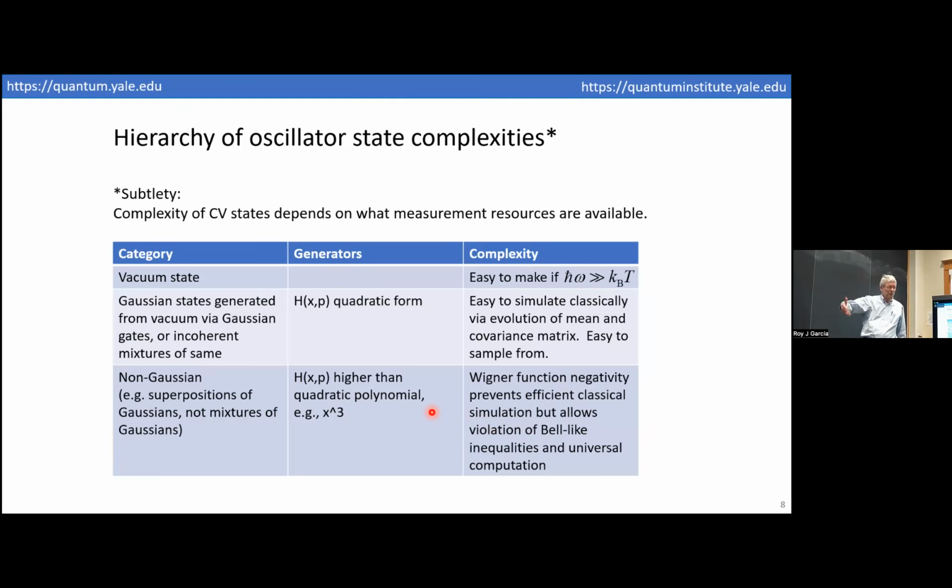And the Wigner function now has negativity for these states, which prevents efficient classical simulation of various correlations, allows violation of Bell-like inequalities, and universal computation.